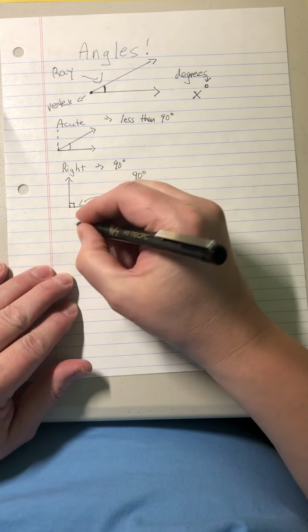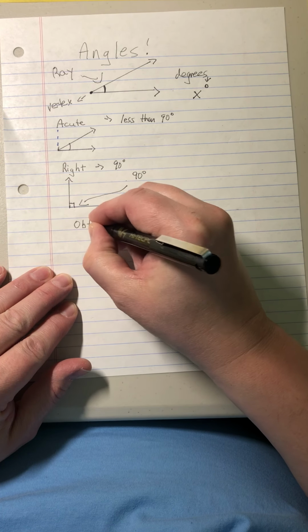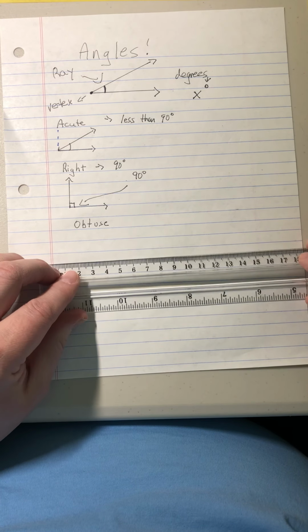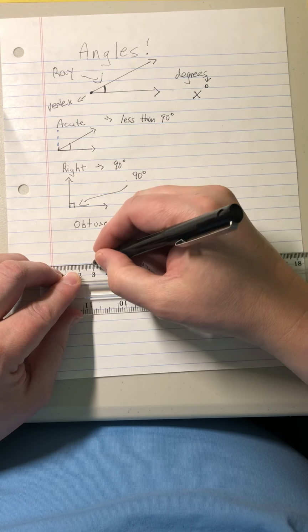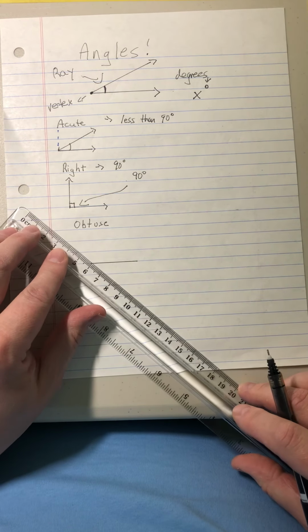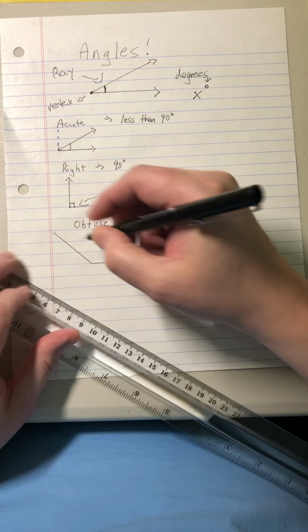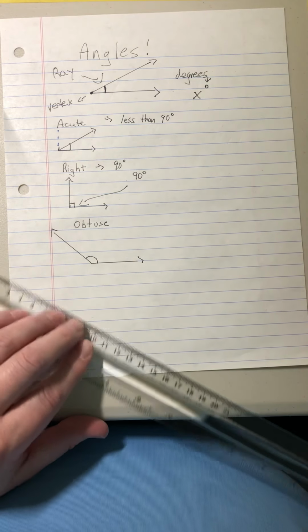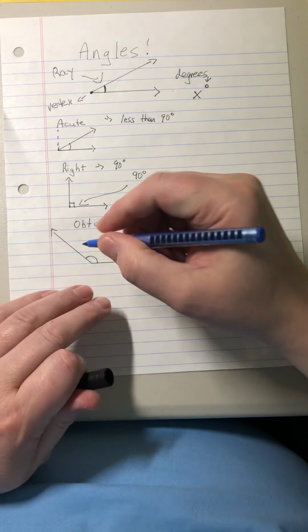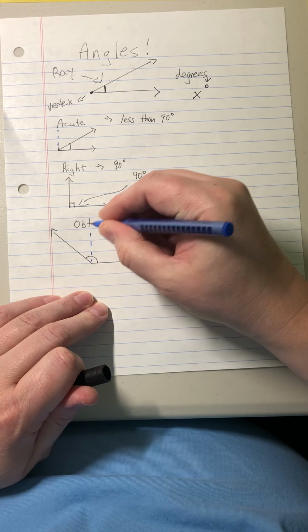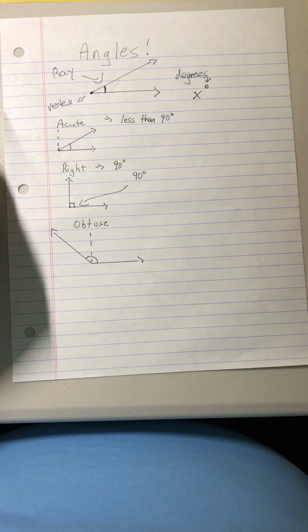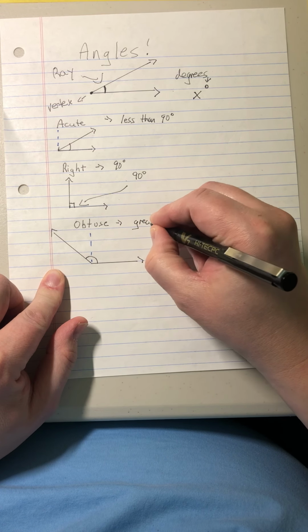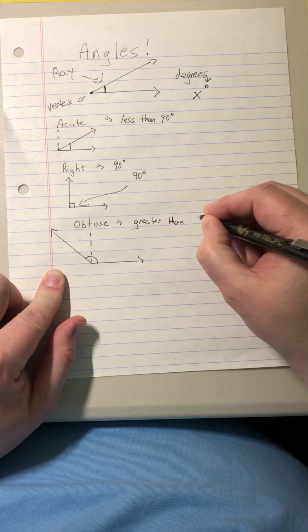And we have another one called obtuse. And an obtuse angle is going to be greater than 90 degrees. Okay, so taking that imaginary right angle, we can see that an obtuse is greater than 90 degrees. So that definition is an angle greater than 90 degrees.